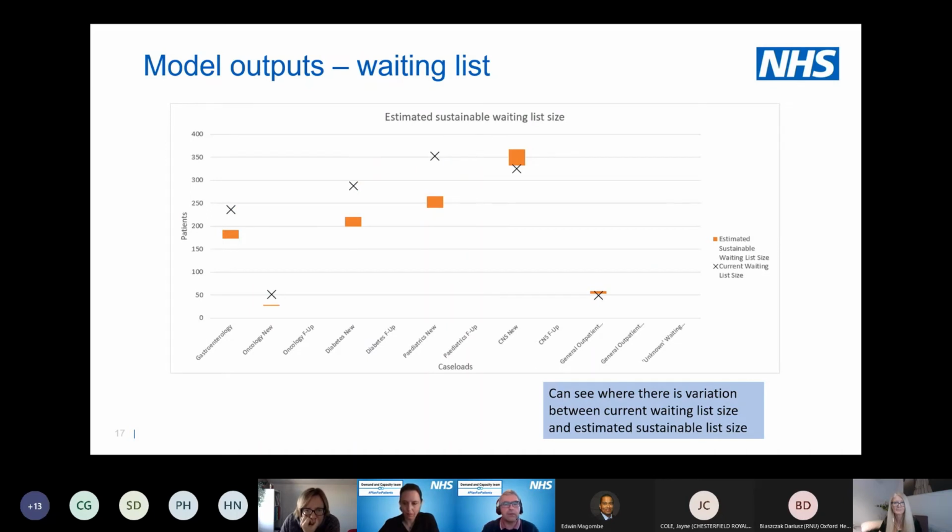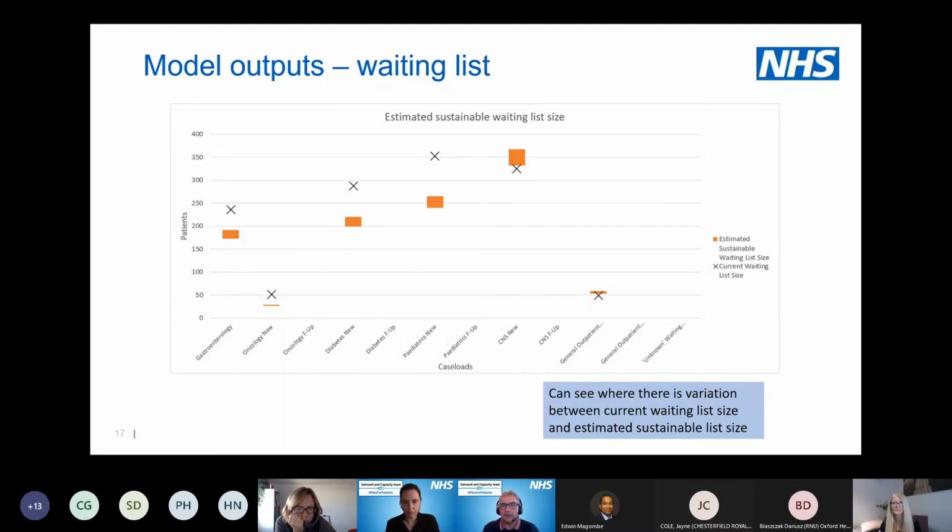So one of the other outputs then is the waiting list. So looking at the estimated sustainable waiting list size compared to the current waiting list size. The estimated sustainable waiting list size here is represented by the orange blocks, and the current waiting list by the crosses. For most of the caseloads here, you can see that the current waiting list size is greater than the estimated sustainable list size. On the previous slide, we saw that the majority of the caseloads did not have sufficient capacity to see new patients, with the exception of the community nursing and the outpatient part of the service.